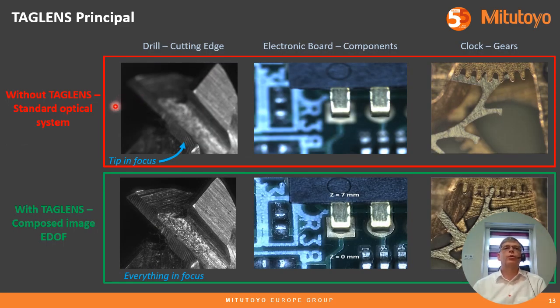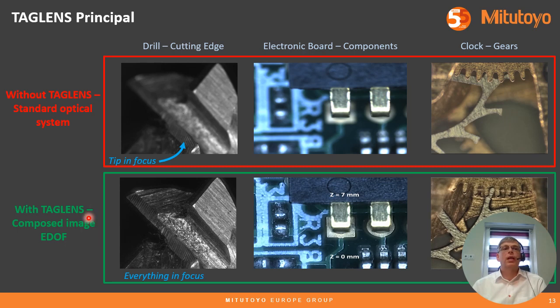So here we see some typical examples. The red marked is standard optics without TAG lens. The green marked is the standard optic combined with TAG lens. An example is the cutting edge of a drill. We see just the tip in focus with the standard optics. All the other parts are out of focus. We only get some parts of the components on the electronic boards in focus, but the board itself is out of focus, or clock gears where we have just one gear in focus and other gears at different distances are out of focus.